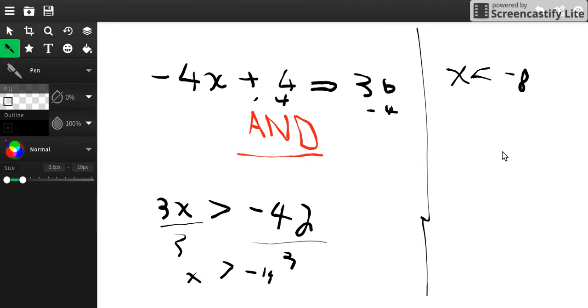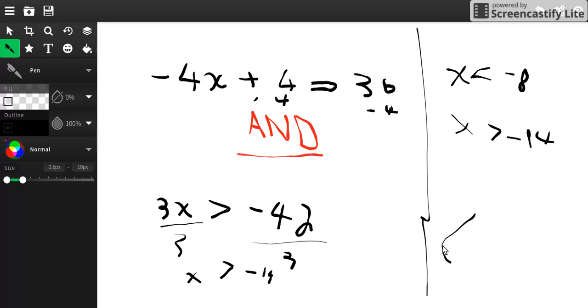So x is less than negative 8 and it's greater than negative 14. So now we know the constraints that have to be met, right? So it can be anywhere from negative 14 to negative 8. It can be anywhere in that range.